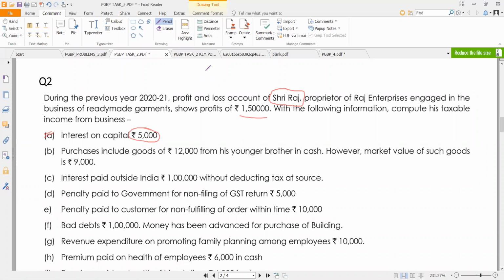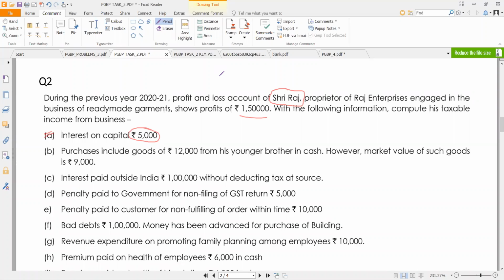Now, please don't ask me what about companies and all. Companies will not have interest on capital. There are so many shareholders, no company will pay interest on capital to their shareholders. That is a separate story. That is called dividends, which is a share of profits. So interest on capital is there, even for practical purposes, only for sole proprietors, partnership, AOP, BOI may have that.